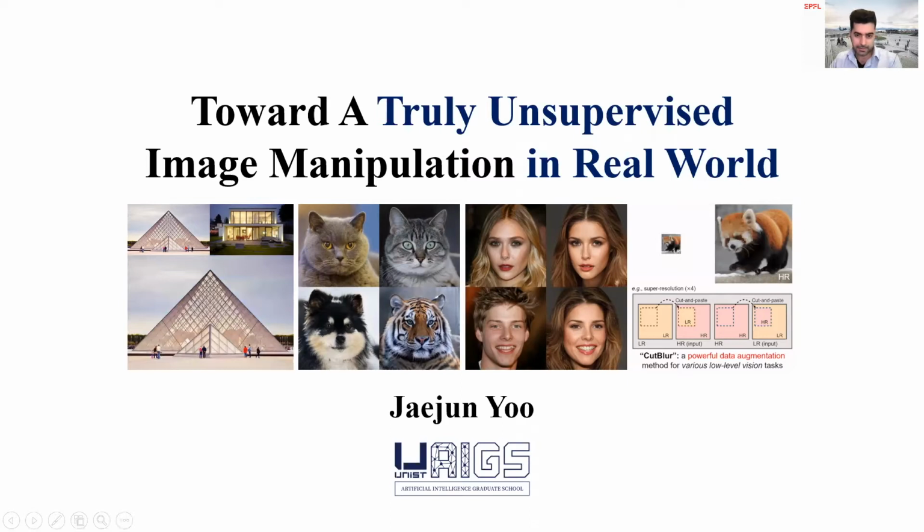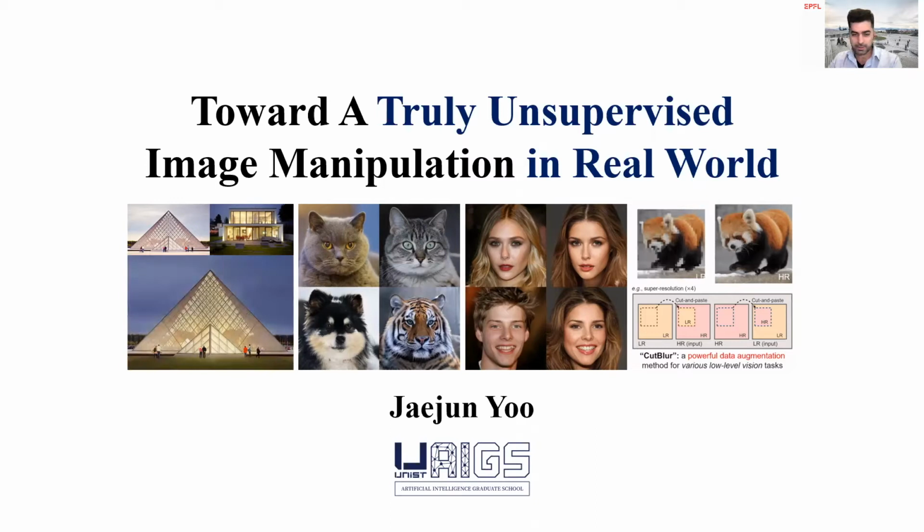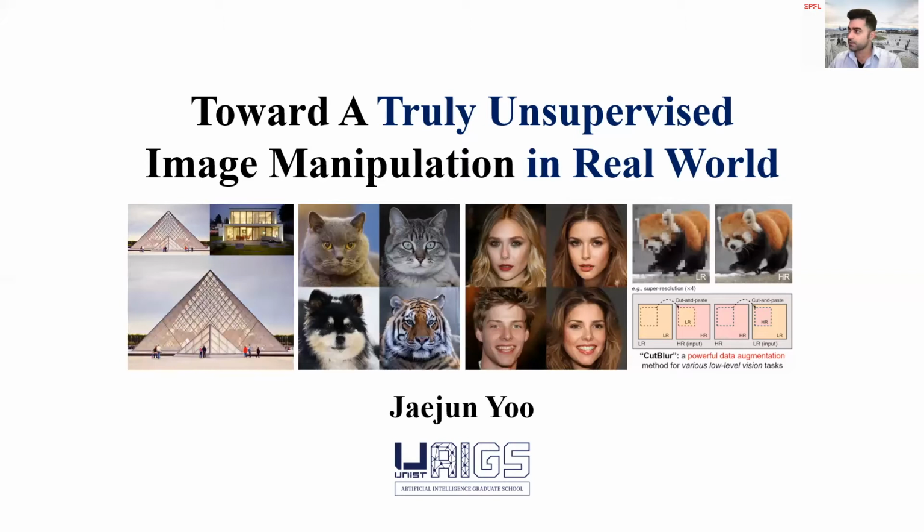Today we have Jaejong Yu. Some of you may know him. He was previously a postdoc at EPFL, in the biomedical imaging group led by Michael Unser. And now he's assistant professor and director of the Lab of Advanced Imaging Technology at Ulsan National Institute of Technology. His background is at the intersection of computer vision and signal processing. Mainly his expertise is on generative models and solving inverse problems. So today he's going to cover some of his papers, either published at EPFL or recently, probably ICCV 2021. And the title of today's talk is Toward a Truly Unsupervised Image Manipulation Model.